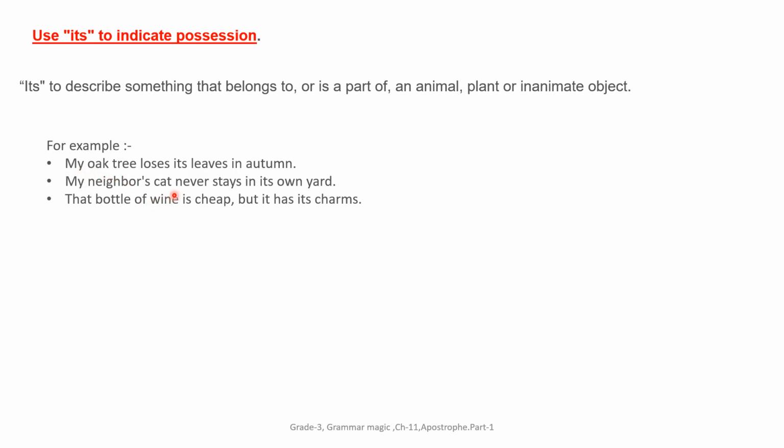My neighbor's cat never stays in its own yard. So children, whose yard? Neighbor's yard. Yes, so the yard belongs to the neighbor. So children, when something belongs to someone, that time we make use of its. The bottle of wine is cheap, but it has its charm.